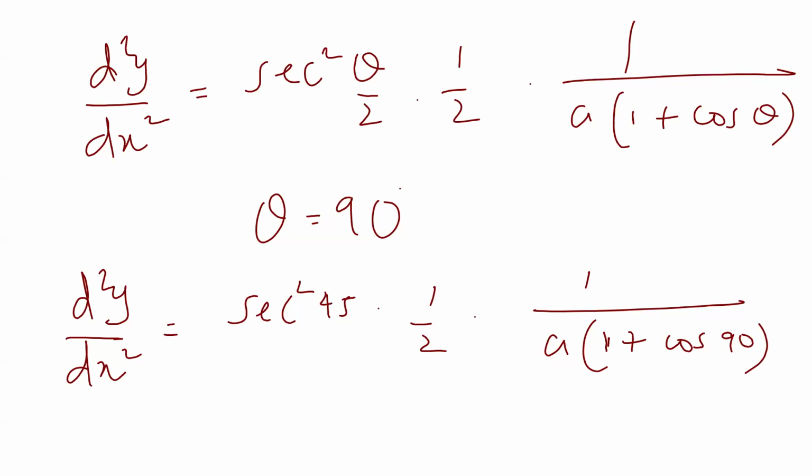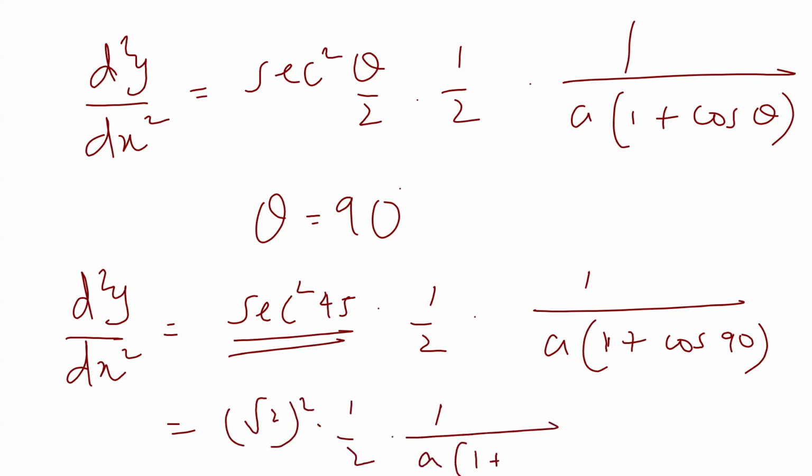Now sec 45 is root 2. So sec 45 is root 2 squared, into half, upon a times 1 plus 0, since cos 90 is 0. So if you take a look, root 2 squared is 2, and the 2 will get cancelled. The final answer is 1 upon a. Are you convinced?